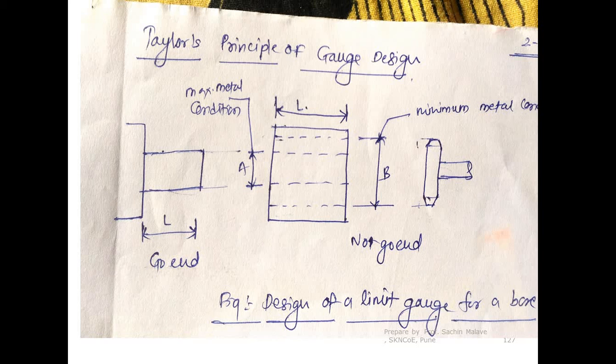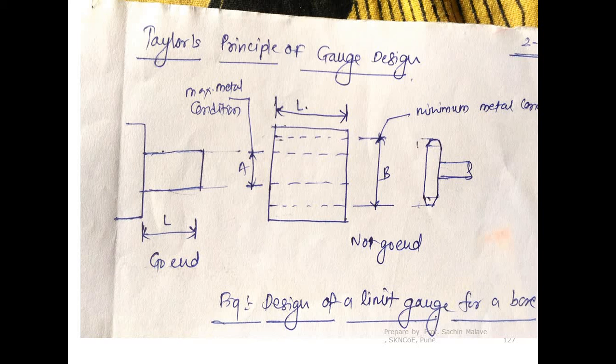So one go end, one no go end, is the gauge you have designed. This is the go end of the gauge, and this is the no go end of the gauge. If you try to insert the go end in this hole, it must pass, and if you try to insert the no go end, it should not enter at all. If both these conditions are satisfied, then and only then is this hole correct.